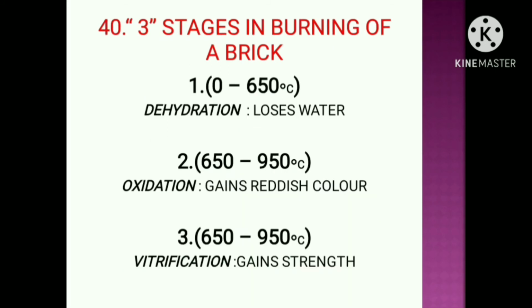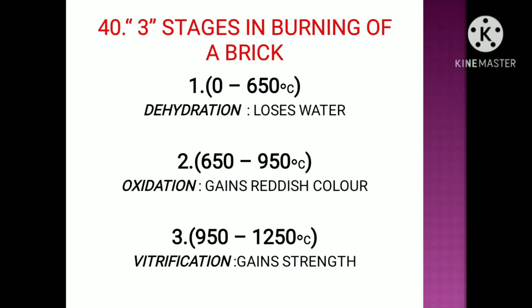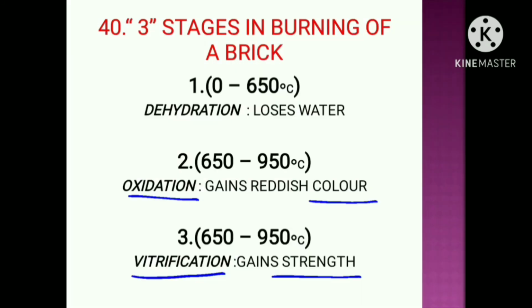What are the three stages in burning of a brick? The first stage is dehydration, from 0 to 650 degrees Celsius. In this stage, the brick loses water. The second stage is oxidation, 650 to 950 degrees Celsius. In this stage, the brick gains reddish color. And the third stage is vitrification, 950 to 1250 degrees Celsius. In this stage, the bricks gain strength.